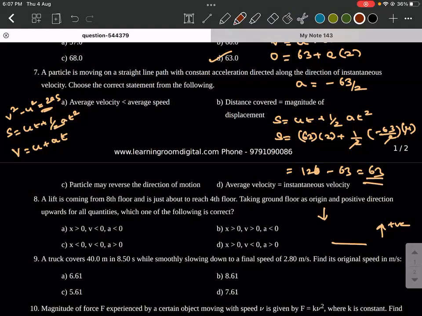So displacement is negative. Displacement negative means which options are there? Only C. So displacement is less than 0. Displacement is negative. What about velocity?